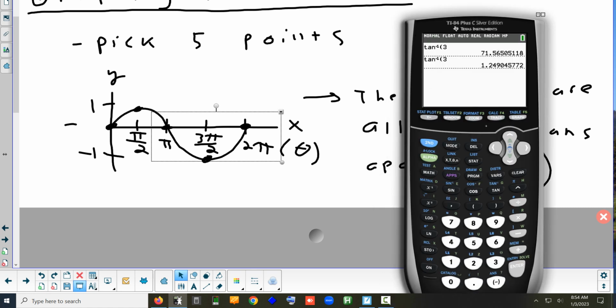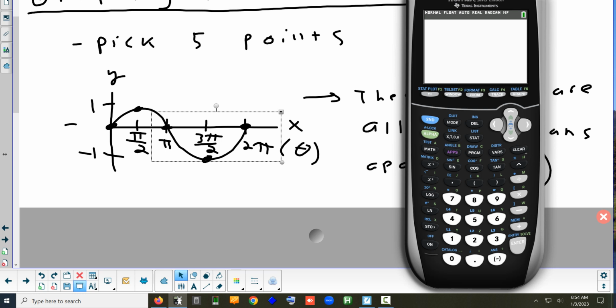All right, let me put my calculator in radians. It already is. And let me type in 0.